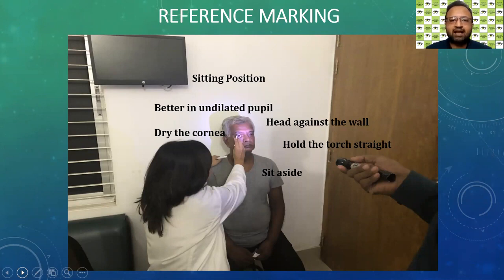When we do the freehand marking, we have to keep in mind that the patient should be in sitting position, and it is better practice to keep the patient's head against the wall. We need to dry the cornea, because in a wet cornea the marking could smudge or fade. The assistant should hold the torch straight to the eye, and the marking is best done by the surgeon himself or herself, sitting a little bit aside so that the patient can look straight to the torch or source light.